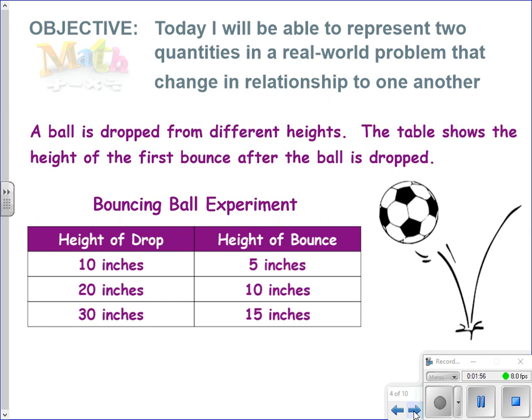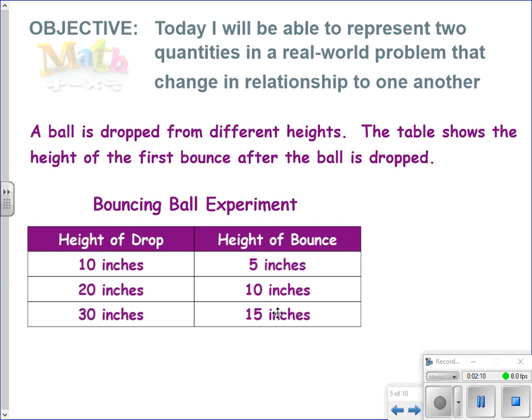Now let's look at the problem from your worksheet. If you're just now looking at the assignment posted in our Google Classroom, this is the problem from the guided instruction section. So a ball is dropped from different heights. The table shows the height of the first bounce after the ball is dropped.